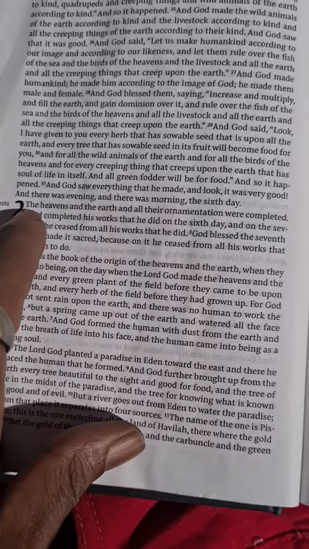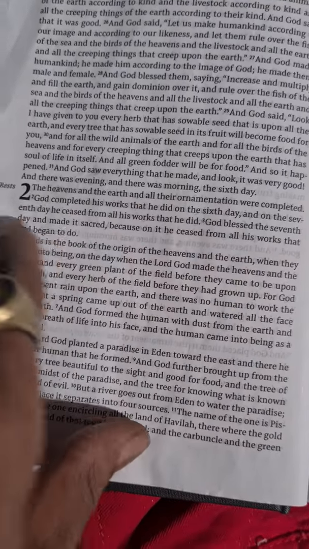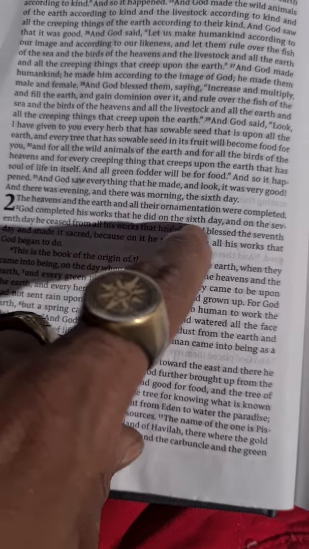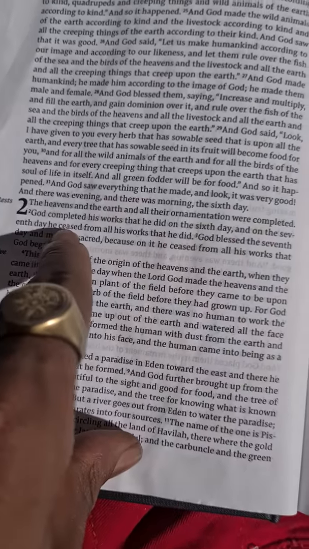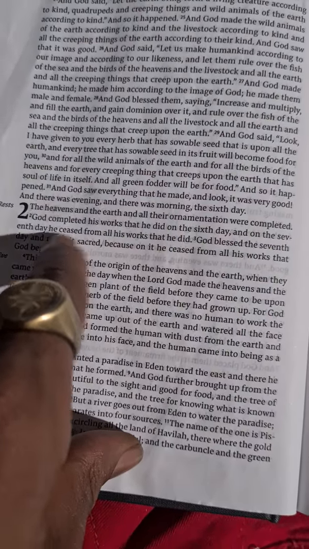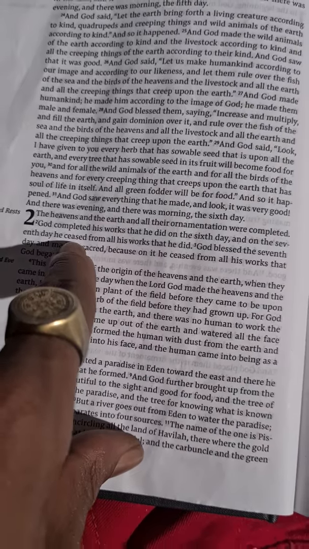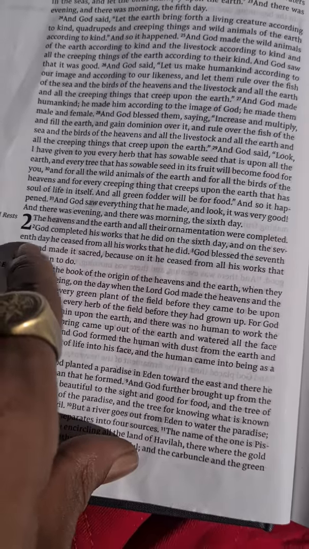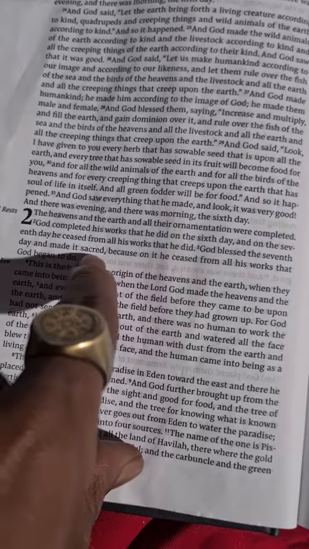Look, the heavens and the earth and all their ornamentations were completed. God completed his works that he did on the 6th day. And on the 7th day, now we into the 7th day, he ceased. Now, you thinking the 7th day as a day, not even thinking it's talking about separation, not actually a day. So it say, God blessed the 7th day and made it sacred.